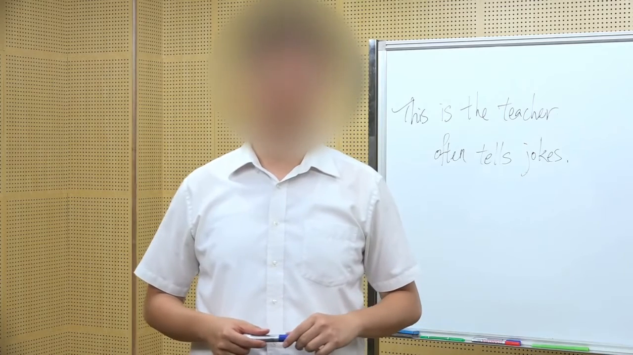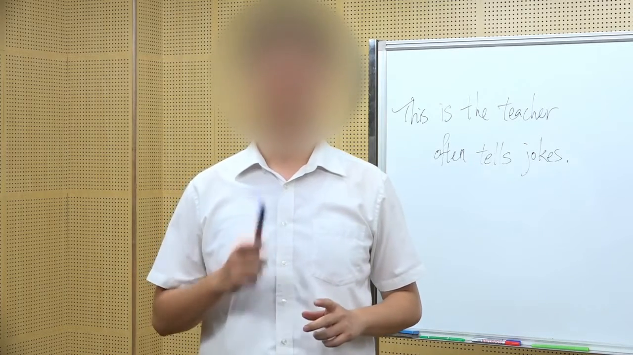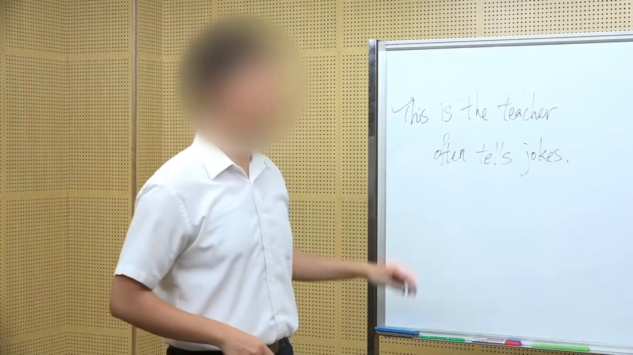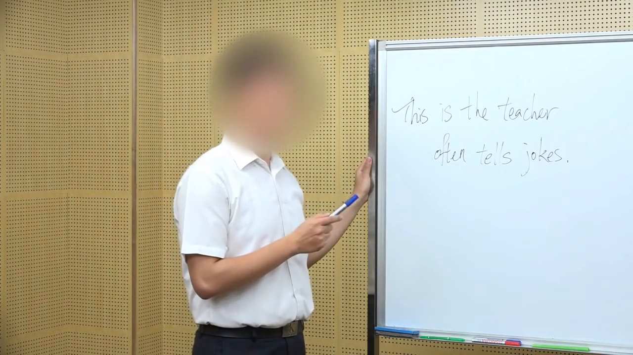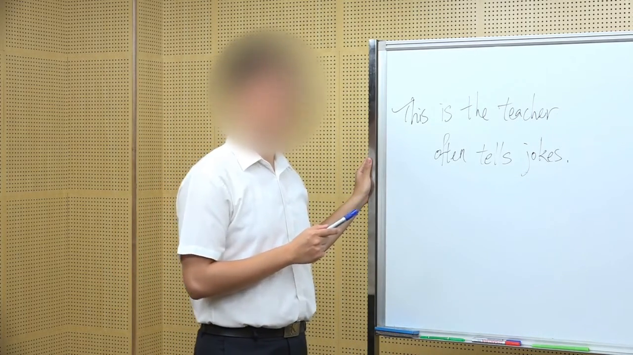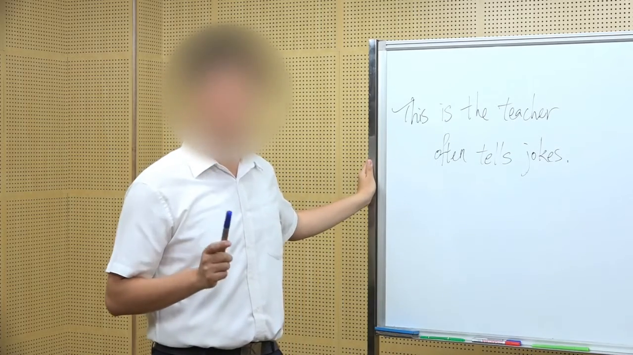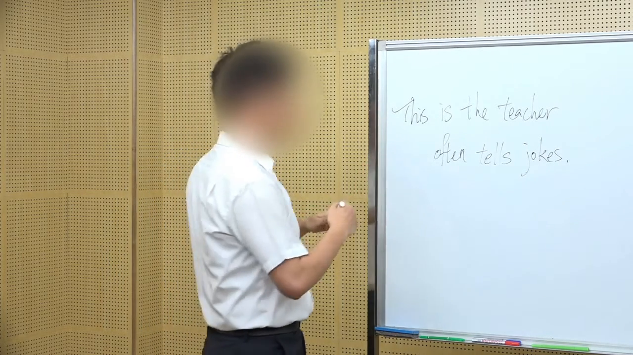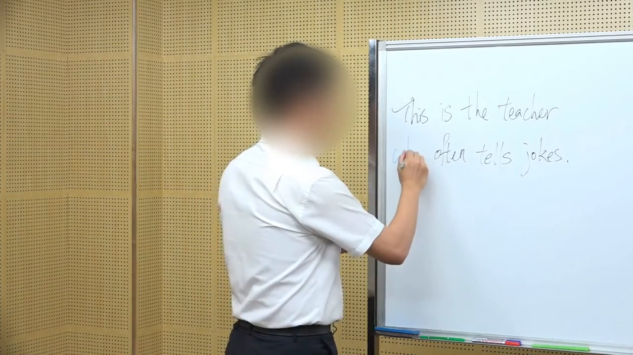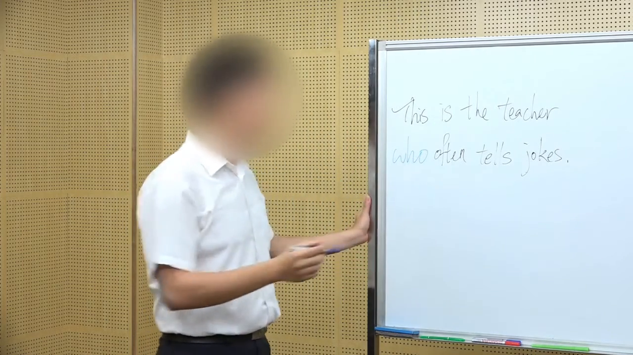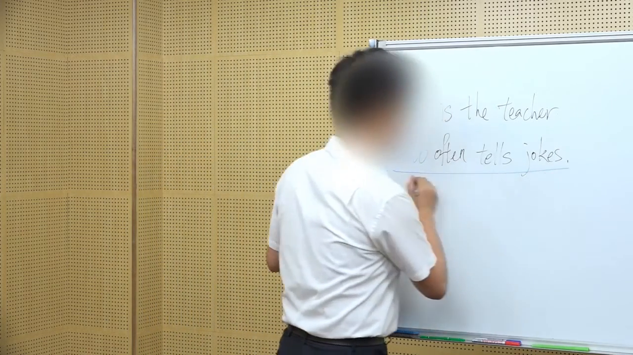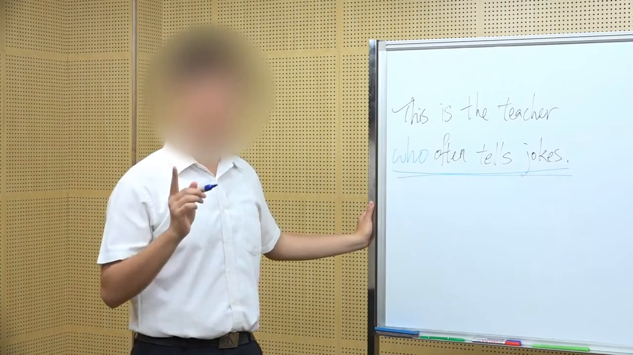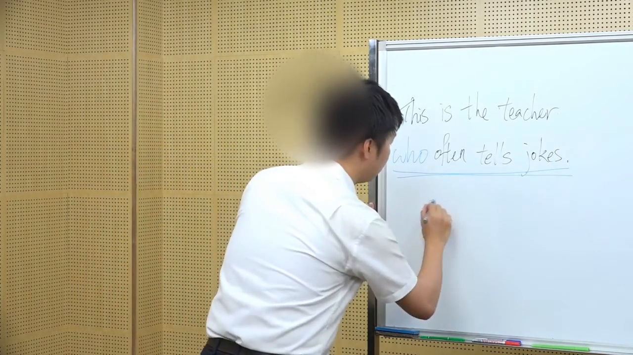Today we are going to talk about a new chapter of grammar. Yes, it's grammar, the one you like most. Before we begin, let's look at this sentence. This is the teacher often tells jokes. Do you find that there is one word missing in the sentence? And what is it? Yes, it's the word who, and we'll put it here. And this is the topic we are going to talk about today. We call that relative clause.